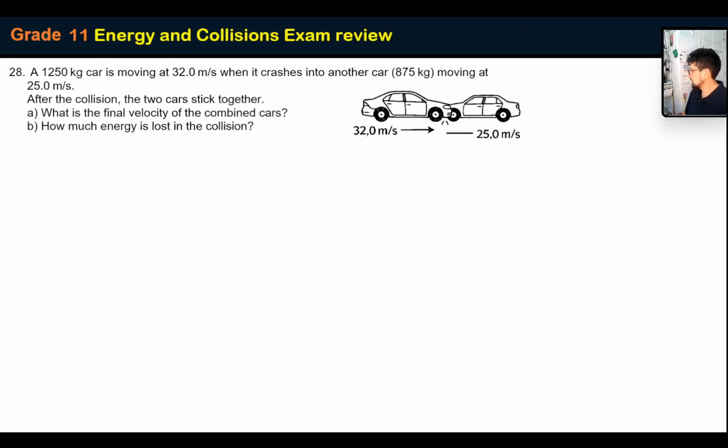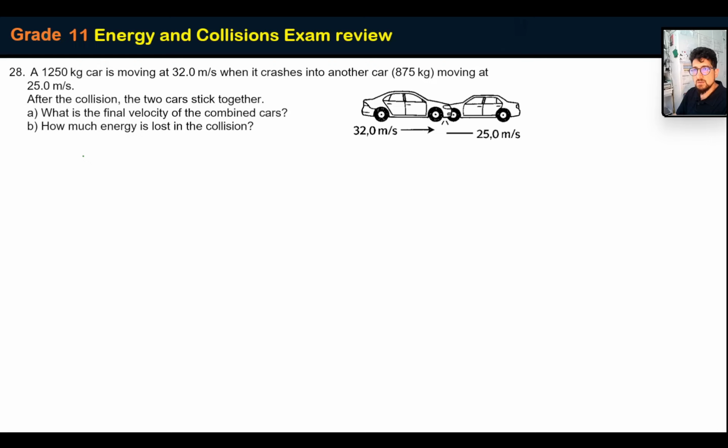Okay, hello again. And here we have a question that once again is about momentum. A 1,250 kilogram car is moving at 32 meters per second when it crashes into another car moving at 25 meters per second. Now we've got a diagram to illustrate this as well. What is the final velocity of the combined cars? That's the first thing we need to worry about. The second part of the question asks how much energy is lost in the collision. So let's start with the first one.